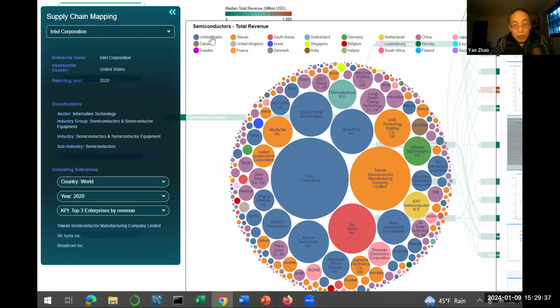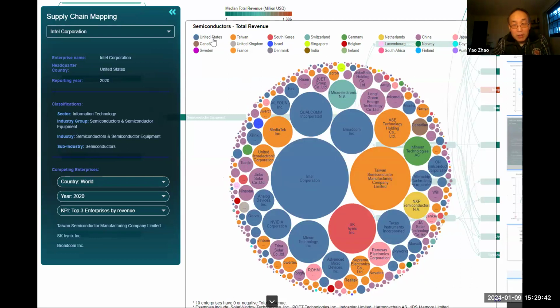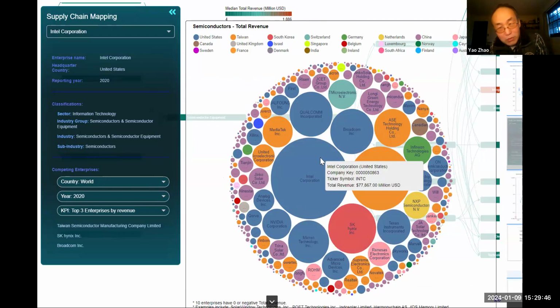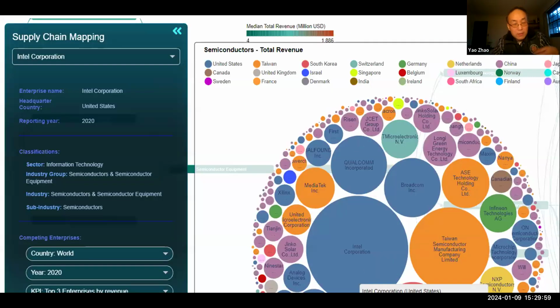So if I remove the United States, that's the rest. If I add it back in, you can see the distribution of these companies, right? Which country has the dominance in this industry? Clearly, the US plays a dominant role in this industry. So let's come back to my slides.